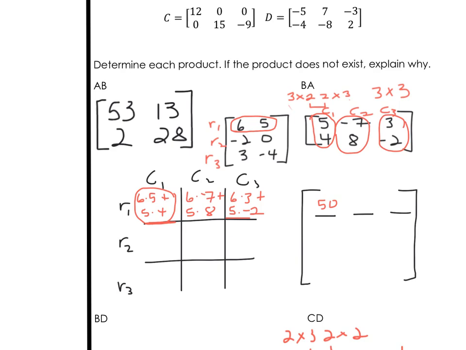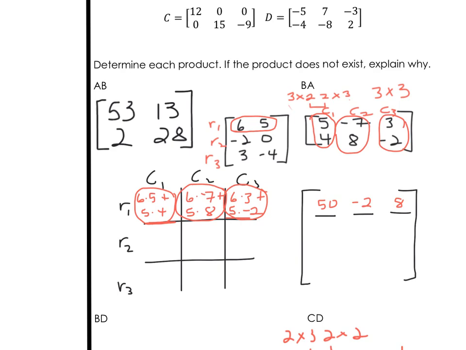In row 1, column 2, that second answer, we have 6 times -7, which is -42, plus 5 times 8, which is 40. -42 plus 40 is -2. And then in that third one, we have 6 times 3, which is 18, plus 5 times -2, which is -10. 18 plus -10 would give us a solution of 8. And those would be all the values in row 1.